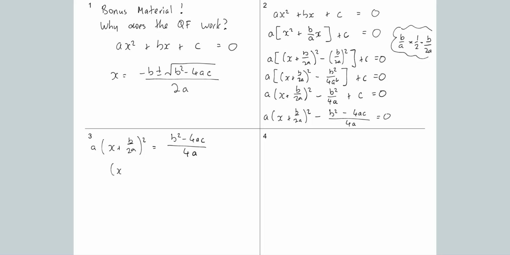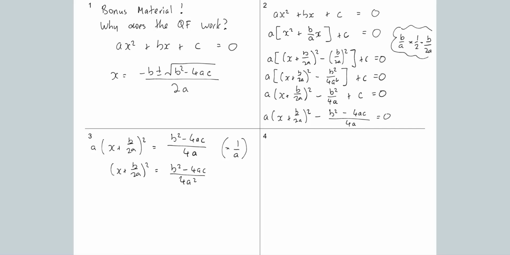That leaves me with x plus b on 2a on the left, and on the right, I've got b squared minus 4ac all over. Now, if I'm dividing both sides by a, that's the same as multiplying by 1 on a, which means I've got a times a, which equals a squared. So I'm left with 4a squared. So that's what I've done, multiplied both sides by 1 on a. Whew, nearly there, believe it or not.